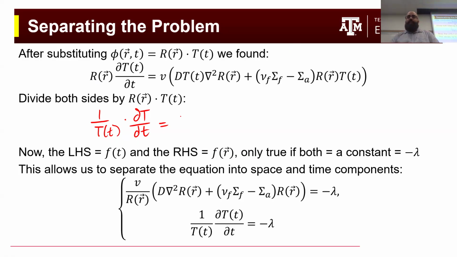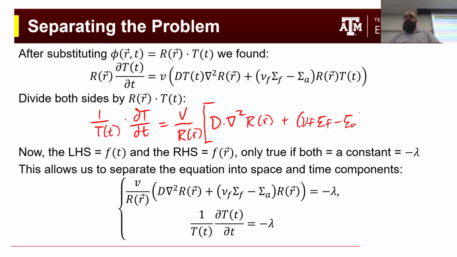So on the right-hand side, I can write it like this, v over R of r. And then everything I have here except the time evolution part will have dropped out. So here I'll have the diffusion coefficient times the Laplacian of that shape function plus nu f sigma f minus sigma a, also times, oh, and then here as well, I'm just going to keep the R of r inside. Technically, that R of r might cancel, but I've just kept it on the outside. If you distribute it in, you would have a factor of 1 over R here, and then those two R's would cancel. But I'm just going to choose to leave it like that.